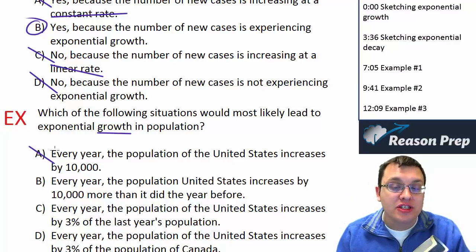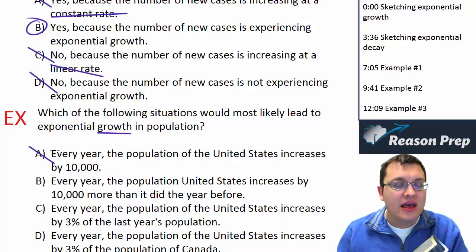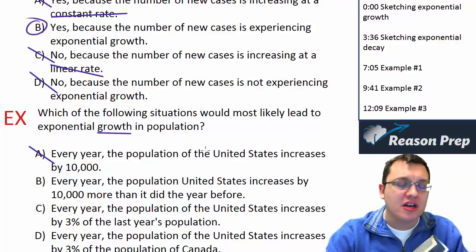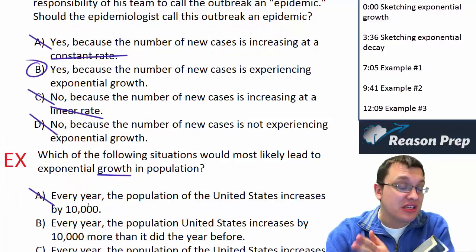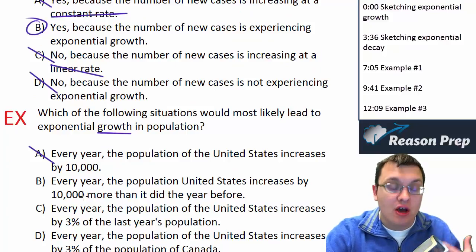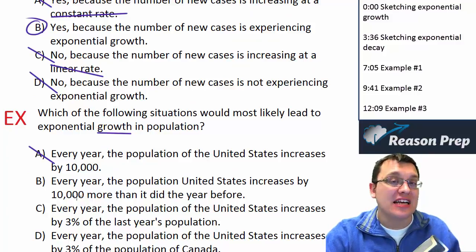Every year, the population increases by 10,000 more than it did the year before. So you might think this could be exponential, right? It increases by 10,000, and then by 20,000, and then by 30,000, but it's not quite exponential because basically what you need is not just a flat increase, as you'll see in the next video. You need a percentage increase. You need to increase by 3%, as we'll see in choice C, or 5% or 20% or whatever. That gives you an exponential increase.